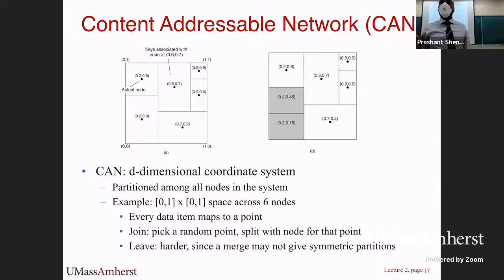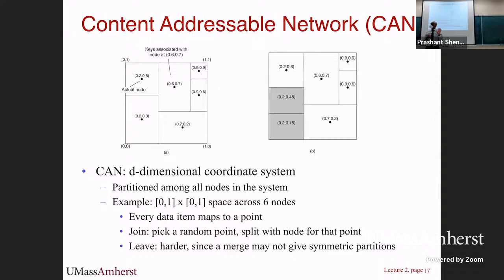Now, if this node leaves here, how do you join that rectangle with someone else? In this case, you can just join it to the one above it, and that becomes a bigger rectangle. But that may not always be the case. So you might have to split the rectangle and say, you take this part and somebody else takes that part, and so on. That is all handled by consistent hashing. In CORD, consistent hashing was very straightforward, but here you can see that it's not as trivial, because you're talking about geometric objects representing your responsibility in terms of data items and so on.